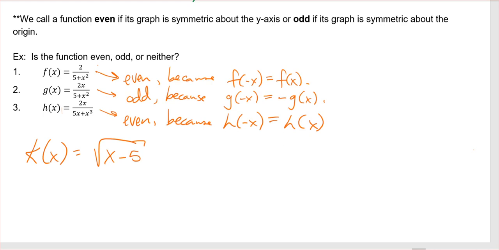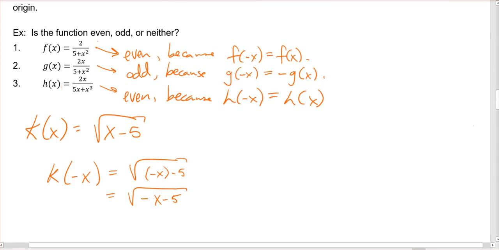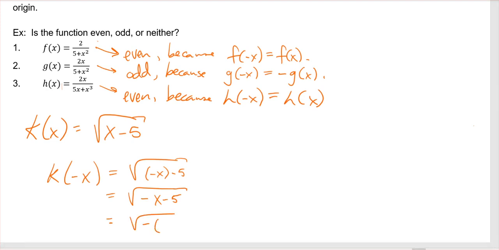All right, well, to test this, we're going to put in a negative x. So we got the square root of negative x minus 5. And now at this point, we want to try to rearrange this so it's what we started with. Well, even if we factored the negative out, we would have x plus 5. And that's different, right? So this is not what we started with.